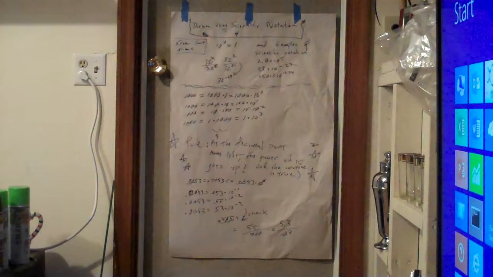10 to the 0, 10 to the 1, 10 to the second, 10 to the third. Okay, and forgive me, I'm sure I'm going to mess up my words here, but I'm going to try. This gets really confusing. As the decimal point moves left, the power of 10 goes up. Let me repeat that. As the decimal point moves left, the power of 10 goes up, and the converse is true. As the decimal point moves right, the power of 10 drops.